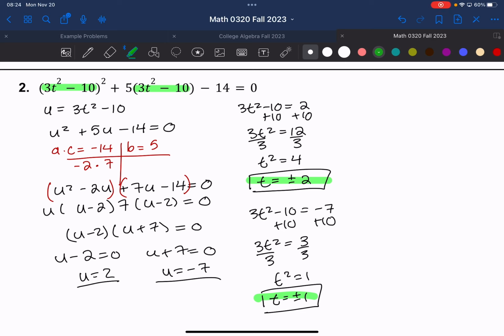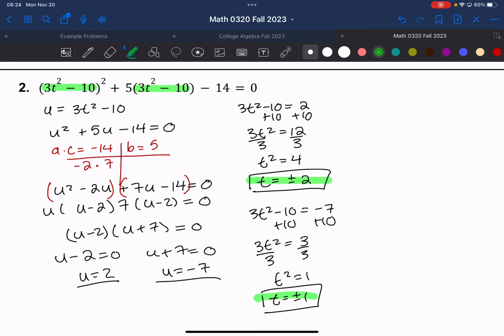So for these ones, it's just one extra step. We already know how to factor with the AC method. We know how to factor by grouping. Now, once we find our answers, we're just plugging them back into whatever we let u equal to. Okay.